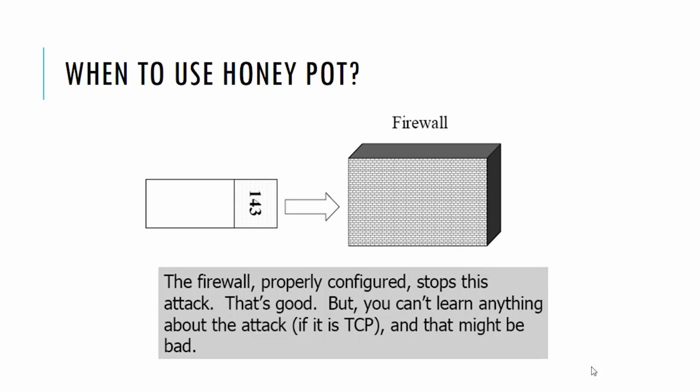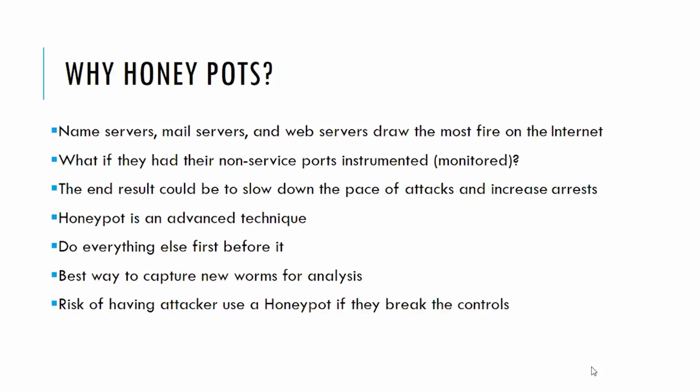When to use the honeypot? A properly configured firewall stops any attack trying to reach a machine on a port number that is not supposed to be active. But you cannot learn anything about the attacker at this time. So you can use the honeypot to attract the attacker to get more information about him, which might be fruitful and beneficial to build a better defensive system against his attacks.